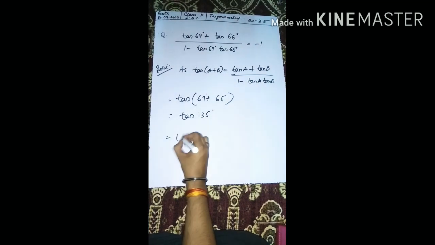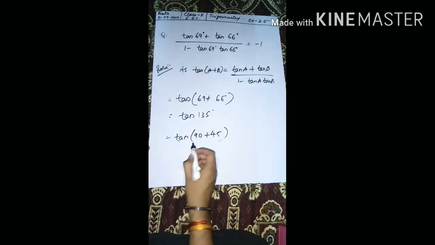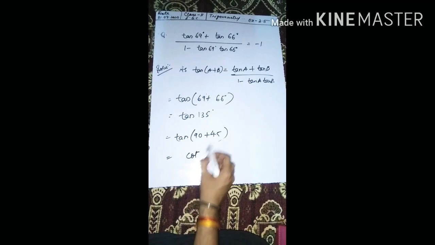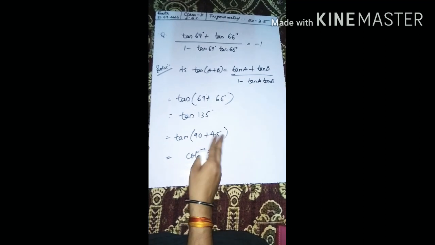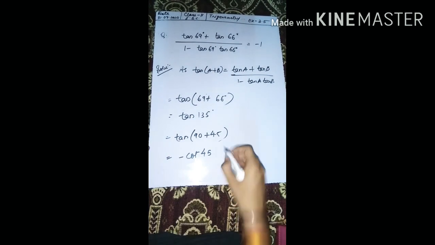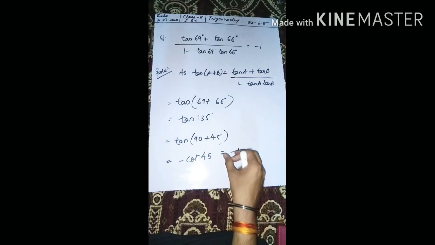So 135 can be written as 90 plus 45, isn't it? Okay, and we know that for 90 plus theta, the function changes to cot 45. 90 plus theta is in the second quadrant, so tan will be what? Negative. So negative of tan 45, so minus 1, because tan 45 is 1. So that is how we proved this one.